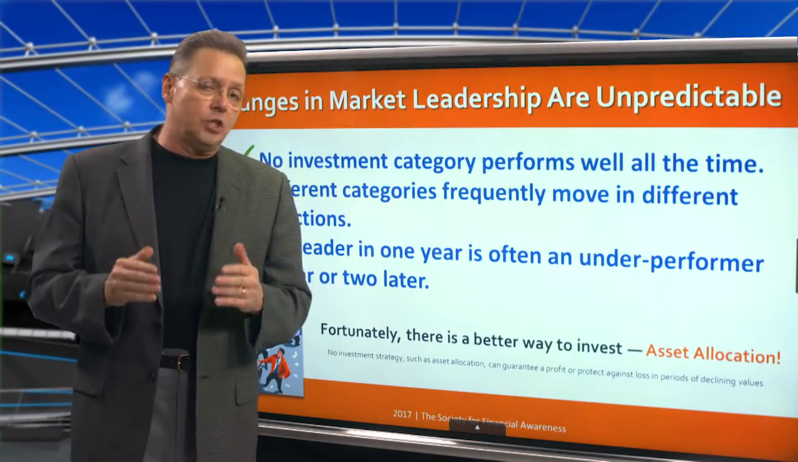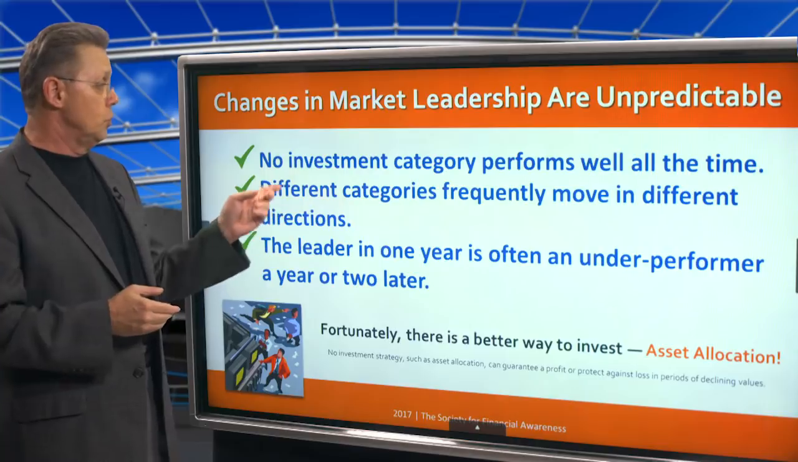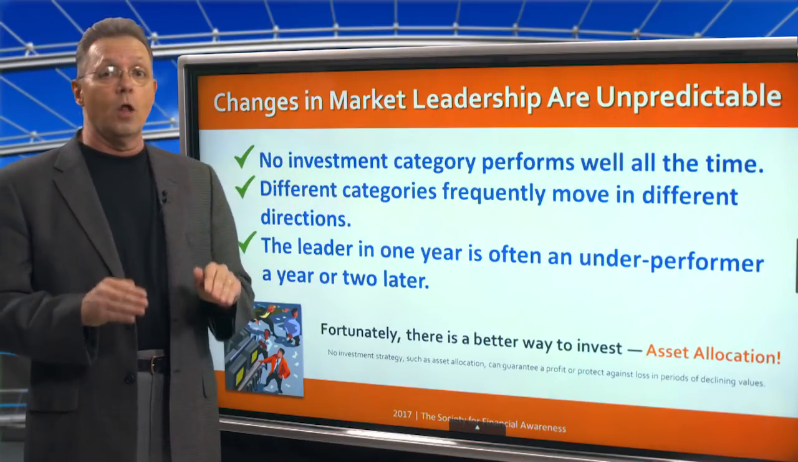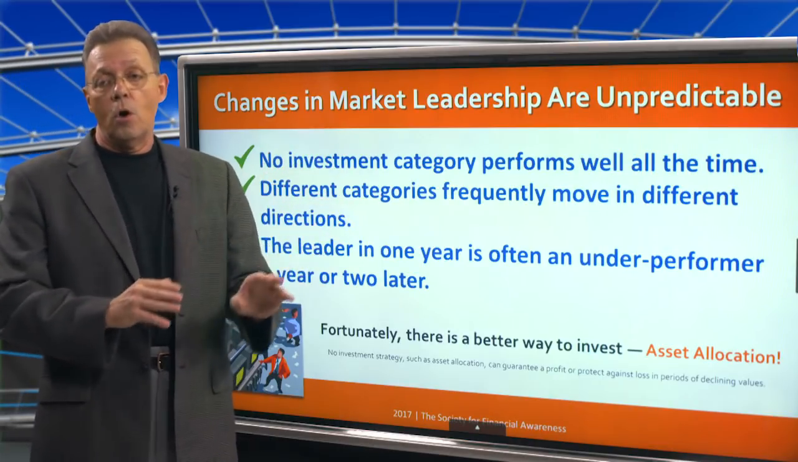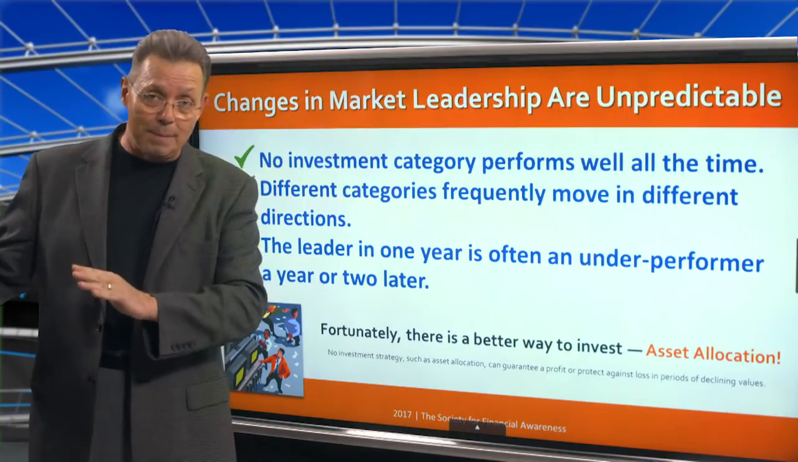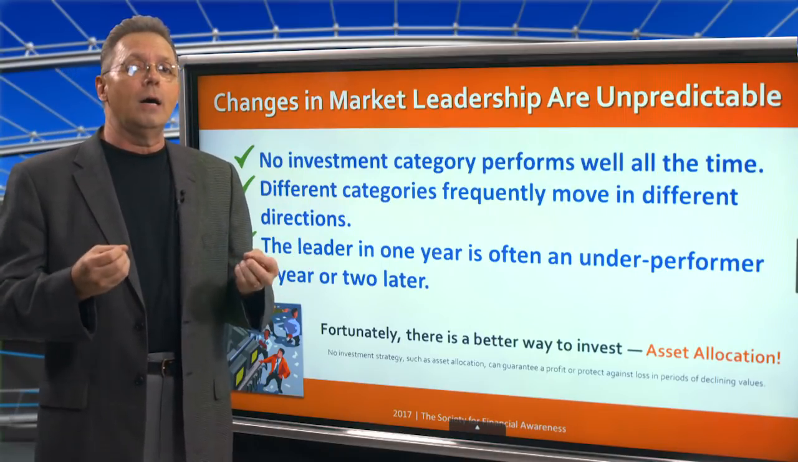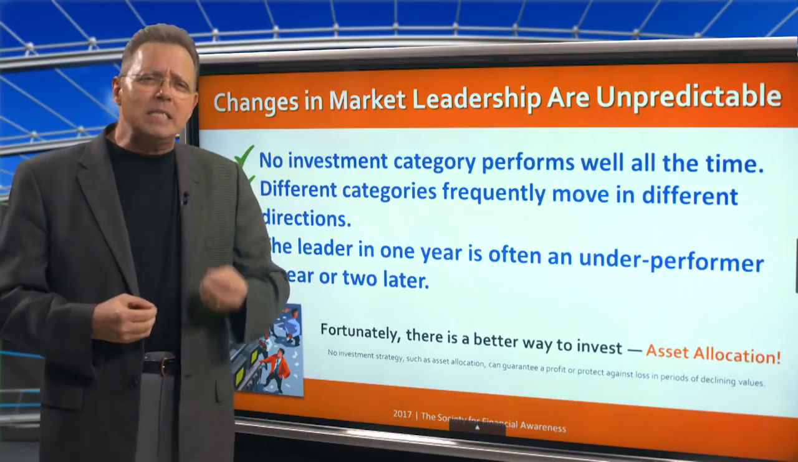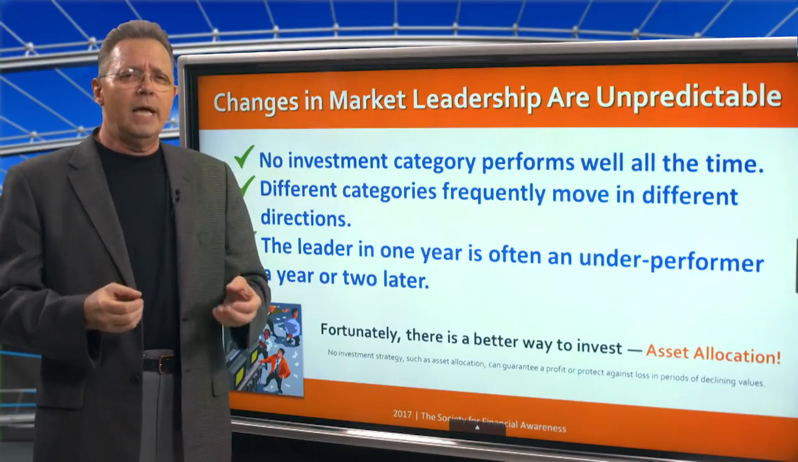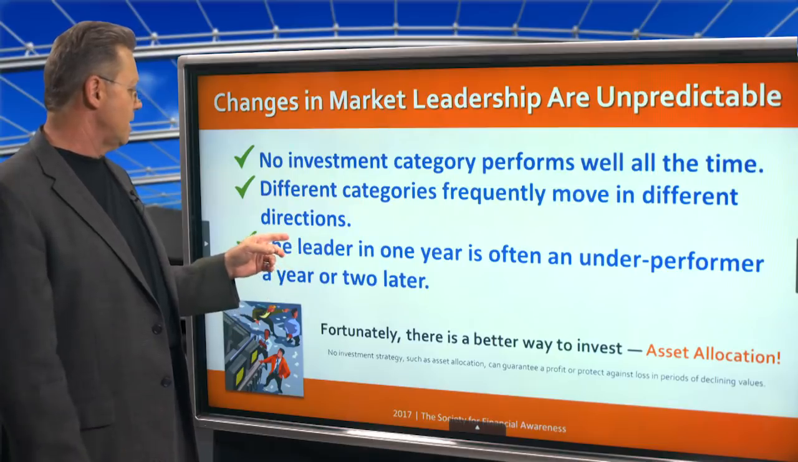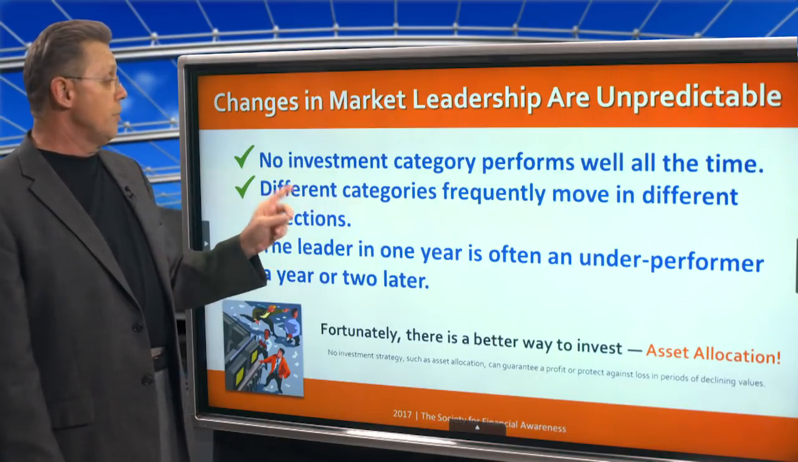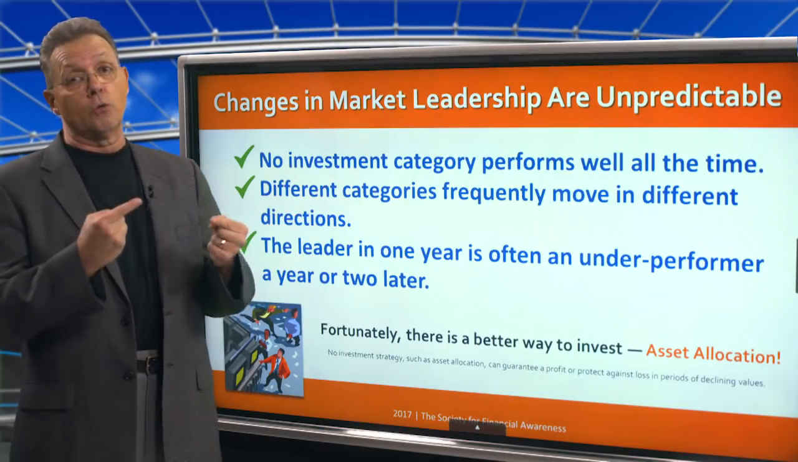Changes in the market leadership are unpredictable, as I've just shown you. There's no investment category that performs well all the time. Oh, I want to do aggressive growth. Oh, I want to do balanced income funds. No, we don't know which one's going to win. There's no kind of regular predictability on who's going to win, even in asset classes, which we're going to get into in the next segment. Different categories frequently move in different directions.